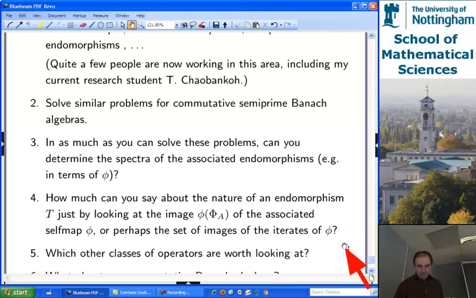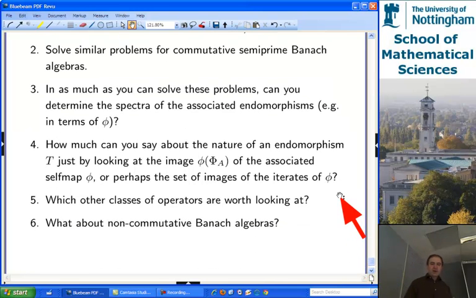And then I won't have time to tell you much about these other ones, but you can tell me which class of operators you think we should look at next, and whether there are non-commutative versions of all this stuff. But I think I should stop there.